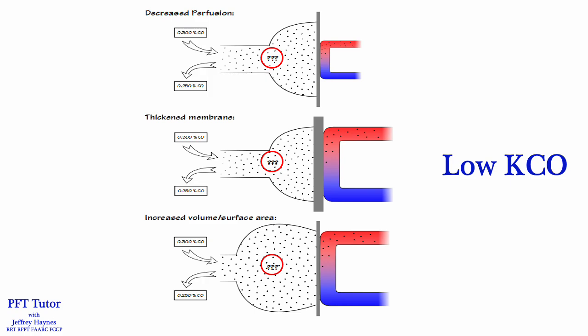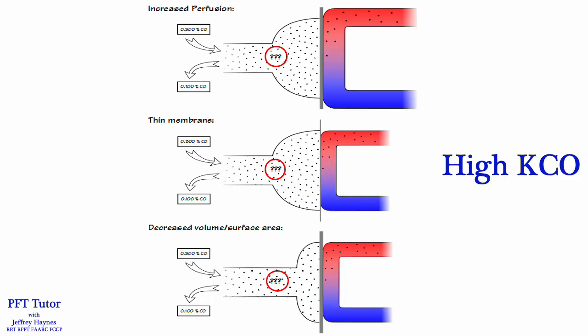That will reduce the ability of CO to transfer into the circulatory system. It's not part of this graphic, but anemia and carboxyhemoglobinemia will also have a negative impact on KCO because the carbon monoxide has to bind to hemoglobin. A thickened alveolar capillary membrane, as you'd see in patients with interstitial lung disease, will reduce KCO, and so will a disproportionately high lung volume to surface area, as you'd see in emphysema.